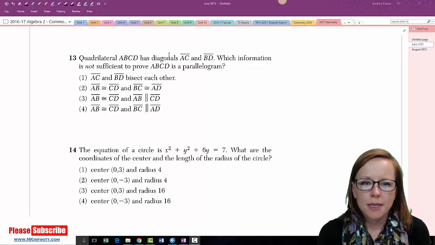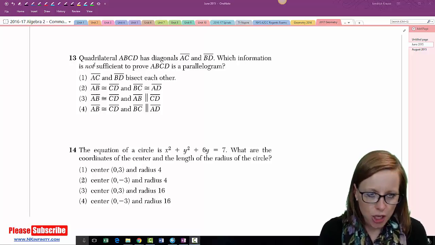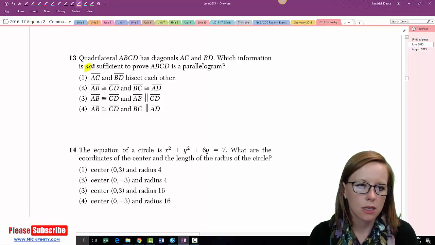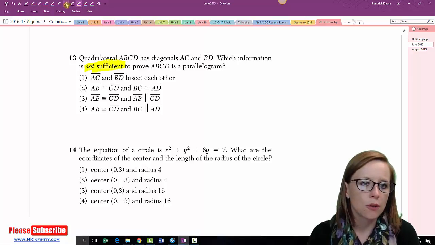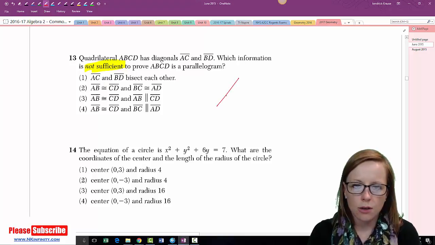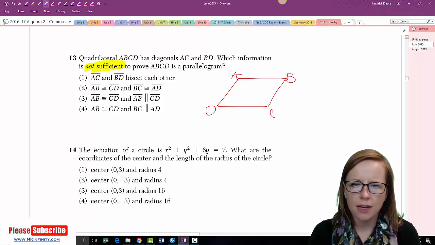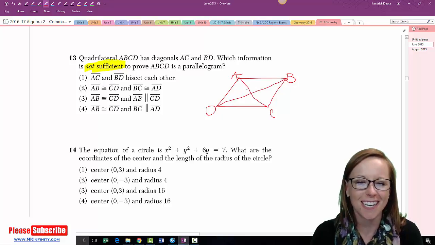Okay, so quadrilateral ABCD has diagonals AC and BD. Which information is not sufficient to prove that ABCD is a parallelogram? All right, so I'm going to draw myself a picture of a parallelogram. I usually draw the same one every single time, it just keeps my brain organized. We've got diagonals, they say. I apologize for my figures here.